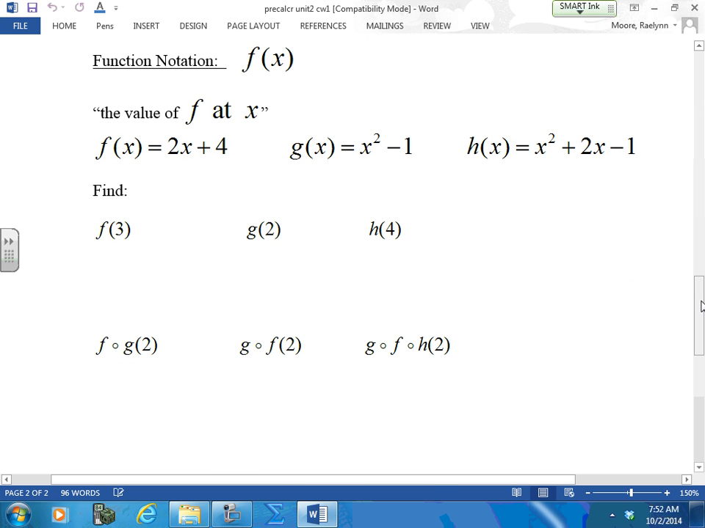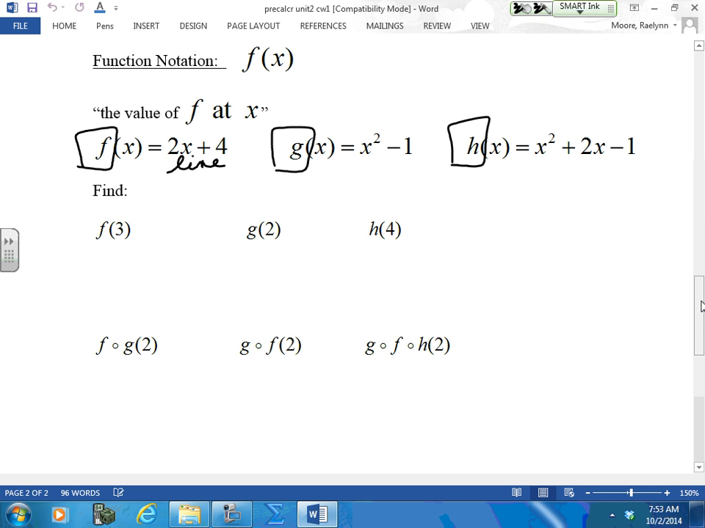Function notation, just a little bit of a review of function notation, because I always find kids have a hard time when they plug in an x value. When you call your function, this is the name of your function. This is function f. And what is this going to give me? 2x plus 4. What's it going to look like when we graph it? A line, right? It's just going to be a line. So function f is going to give me a line.